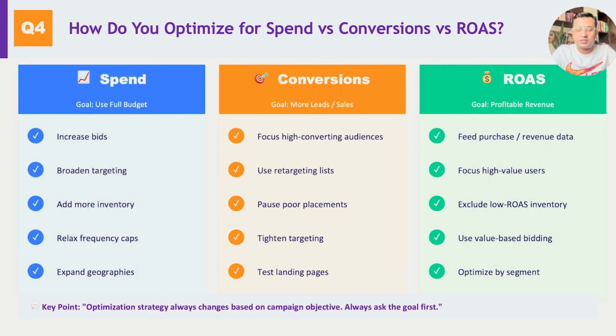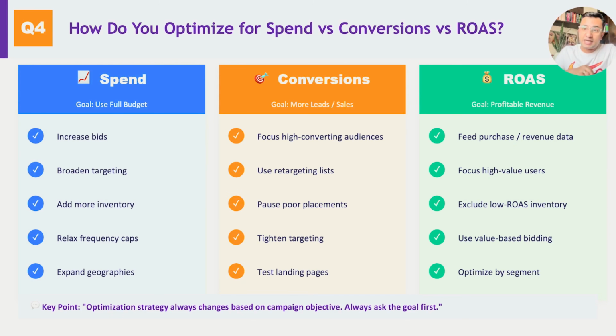Now what is a conversion based strategy? I will focus on high converting audiences. Because I want more conversions, I will go with the existing data of my audiences to see which were the highest converting audiences and I will focus there. I will use a retargeting list to target people who have already purchased from me. I will pause the poor placements. Whichever placement or app URL is performing poorly, I am going to pause it. Because now my goal is conversions, I can tighten up my targeting settings. I will test different landing pages.